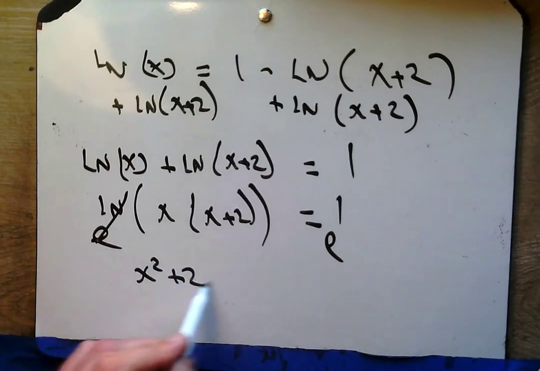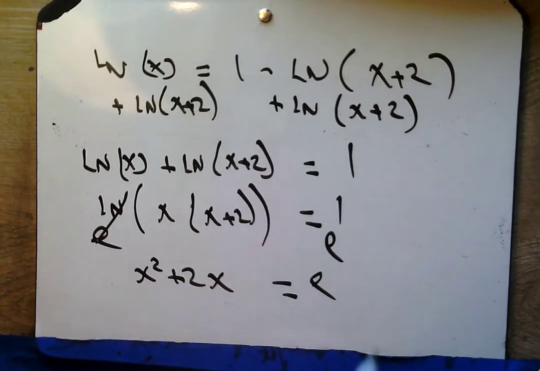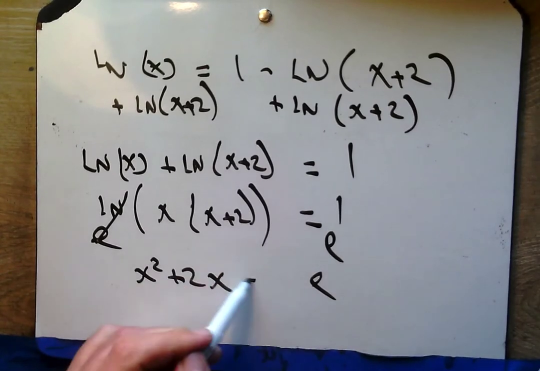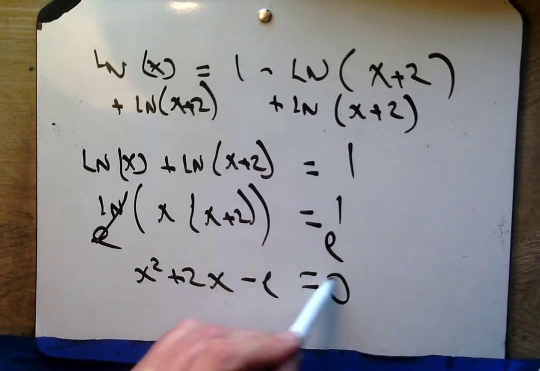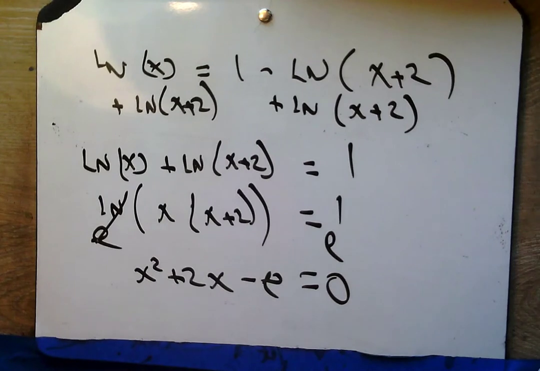X squared plus 2x equals e to the 1, or e. And I'm in that nasty place again, where I'm going to have this. And yes, I still have to use the quadratic formula. So very sad. All right, let's go. Actually, I only have like 5 or 6 more problems.